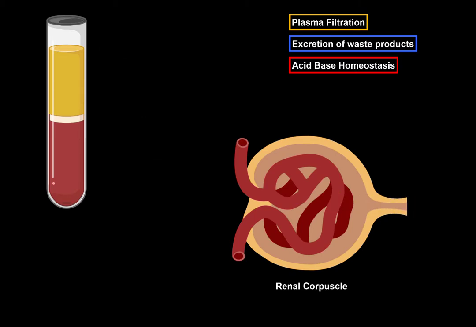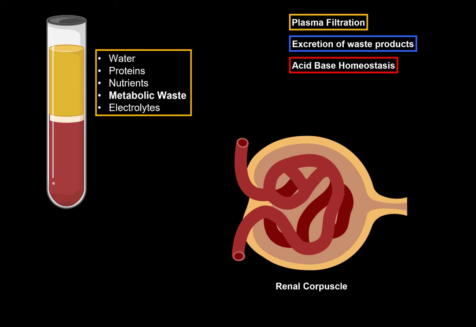So plasma consists of everything that is not cells. So water, proteins, nutrients, electrolytes, and here in bold, metabolic waste products, as you see here. And examples of metabolic waste products we have within us are ammonia, uric acid, urea, and creatinine, and different types of amino acids as well. Those are all considered as metabolic waste products. And they get excreted out through the renal corpuscle. And this is very important. It's dangerous if we get too much of these waste products.